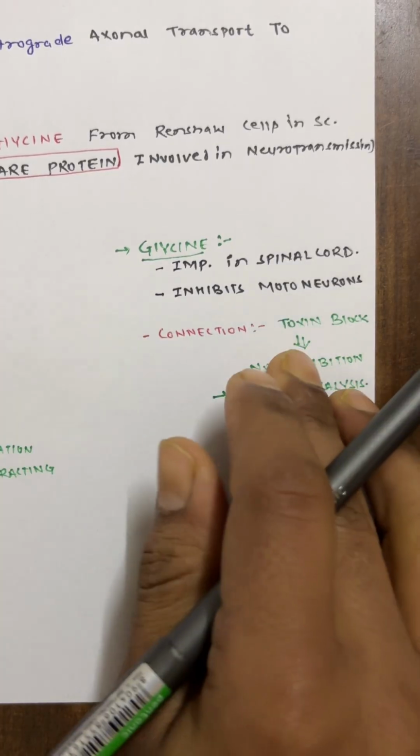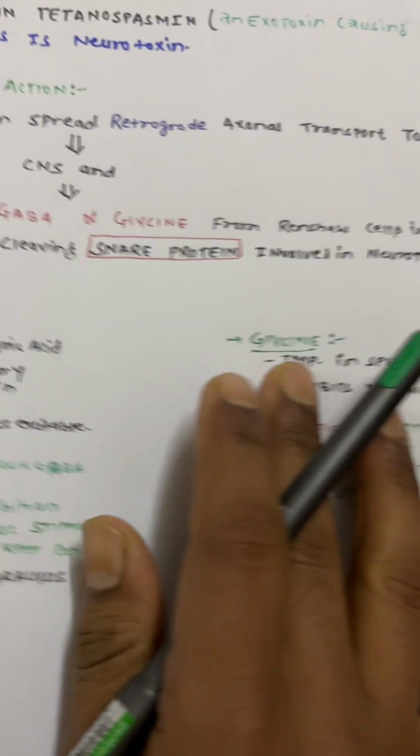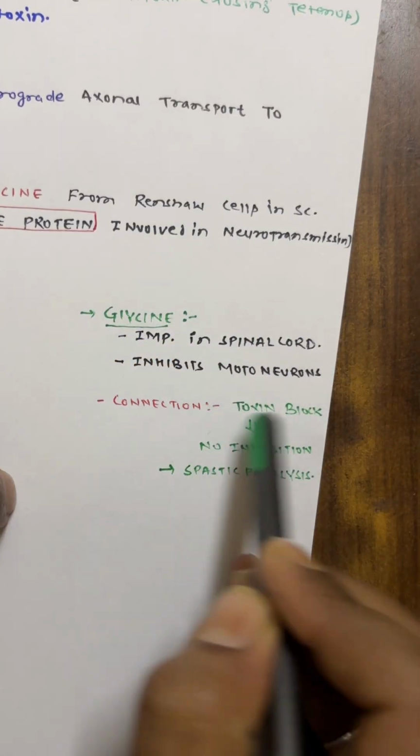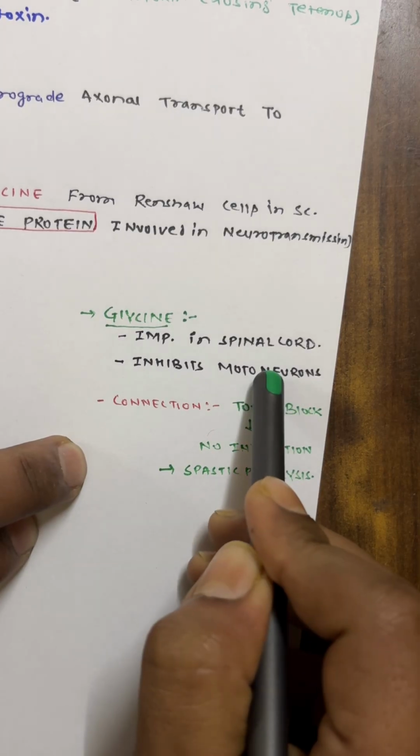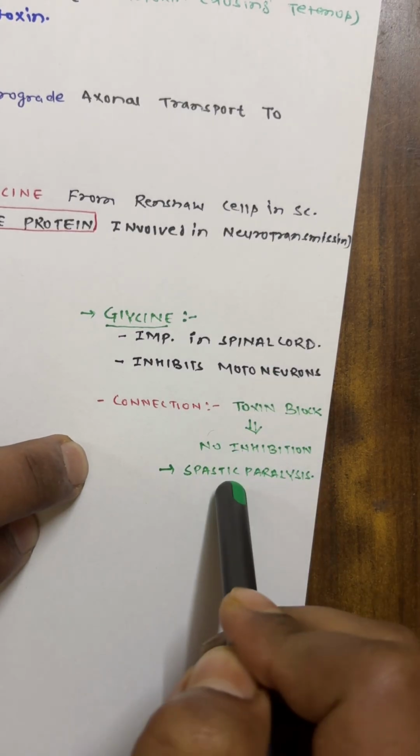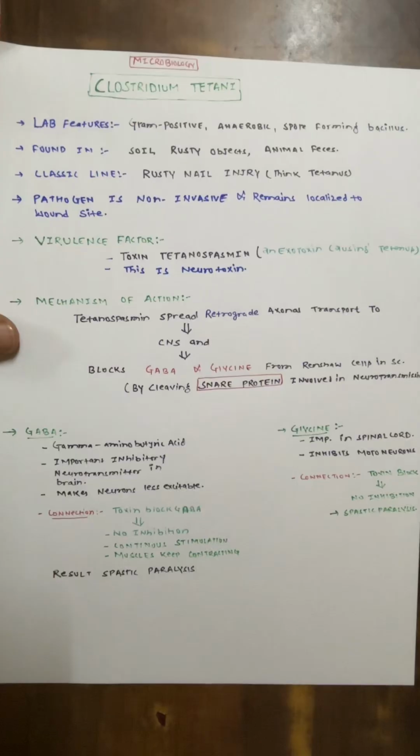We all know the toxin blocks GABA and glycine. So the toxin also blocks glycine. So the glycine has been blocked. Then again, there is no inhibition to the motor neurons. So it finally results in spastic paralysis.